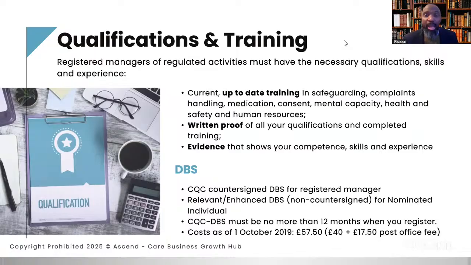For instance, if you're applying to provide personal care for people with, say, mental health needs, learning disability, autism, etc., you need to demonstrate that you have proof of qualifications and experience to manage those services. Because if not, the chances are you may not be successful in your fit for purpose interview, or this may cause delays in registering your organization with CQC.